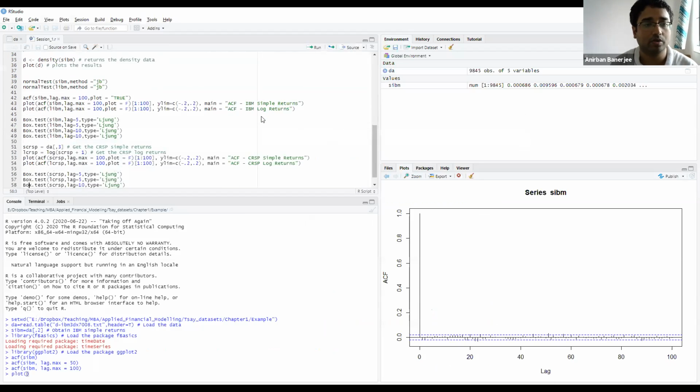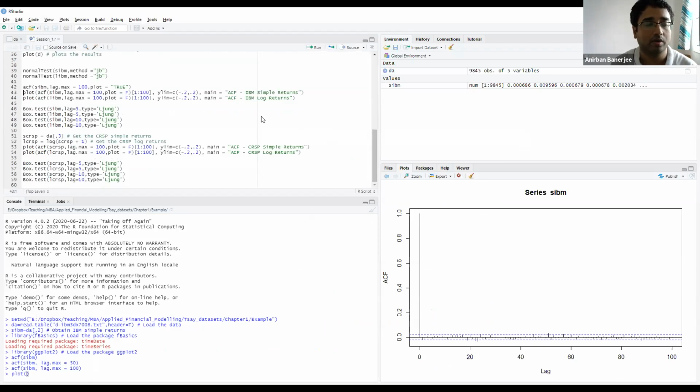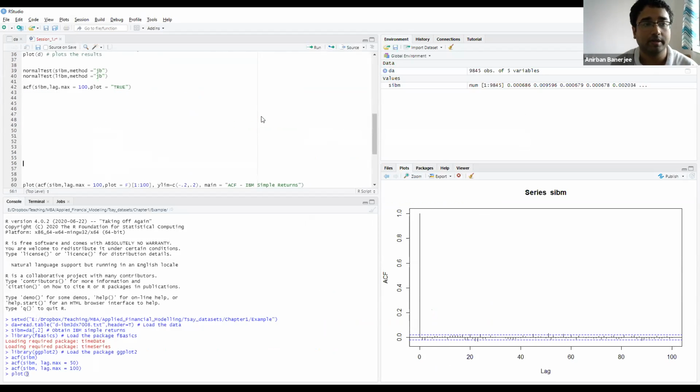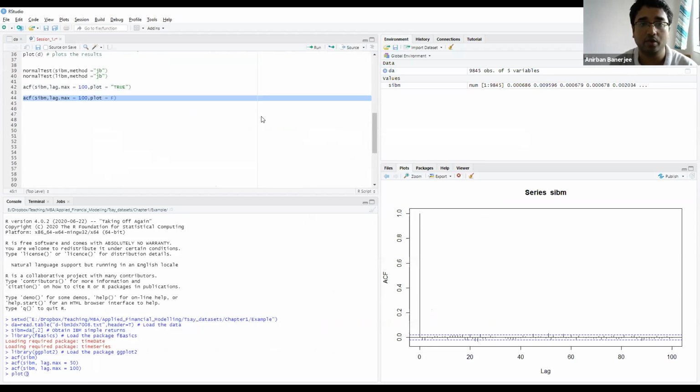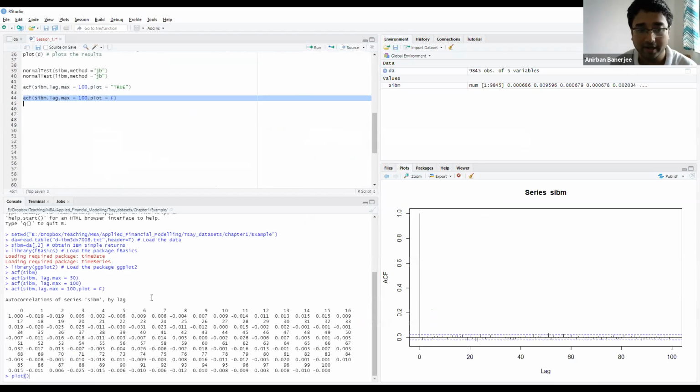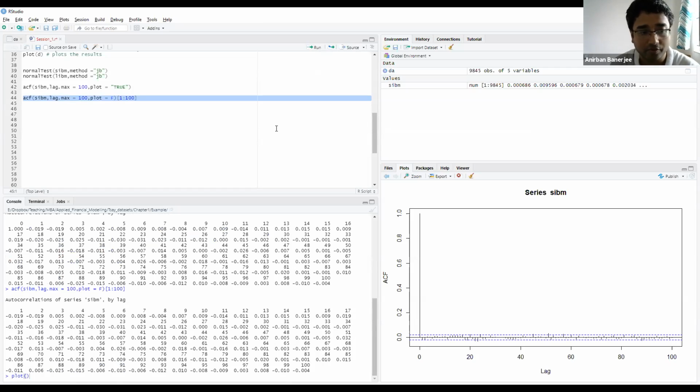Okay, so these are done right now. Yeah, this is what you had, right? ACF. Now what I'm changing is that in the ACF of the IBM series, instead of true, I'm putting in false. Now what happens if I execute it? You would find that it is showing me 100 values. Now I'm changing it to 1 to 100, and I'm executing that single line again. You'll find it's almost the same, just the lag 0 value has been dropped.